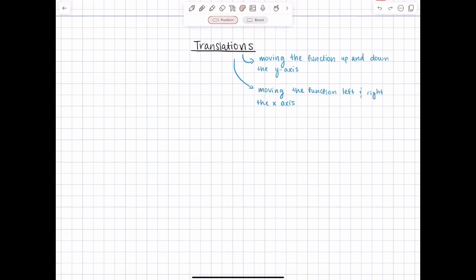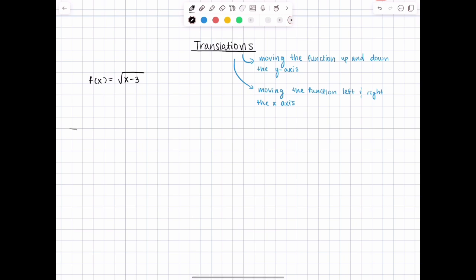Okay, so let's look at a few examples. Let's start with a pretty easy one. We have the function f(x) equals the square root of x minus 3.